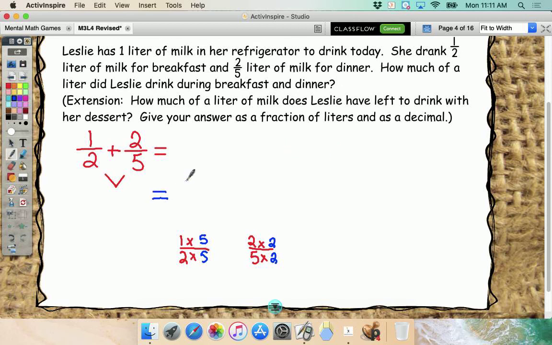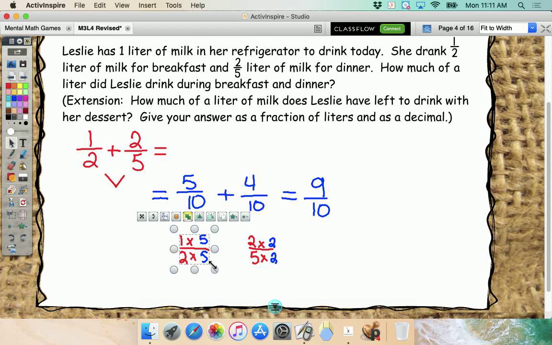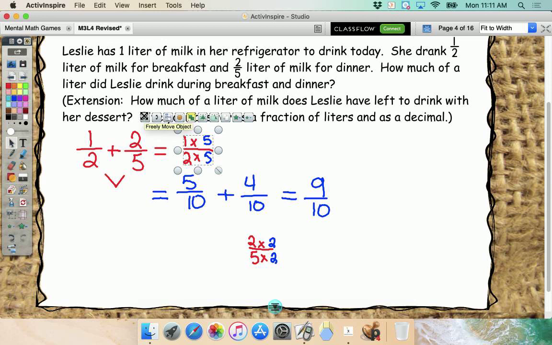Now, what did I have? 5/10 equals 9/10, okay? And then I'm going to take this. Maybe it'll let me select that. Oh, good. I'll move it up here. And I'm going to take this. Hopefully it'll let me. Ooh, I'm going to move it up there.